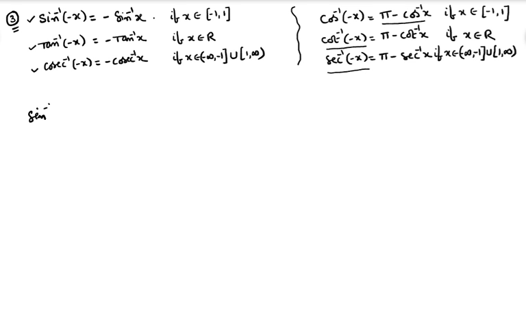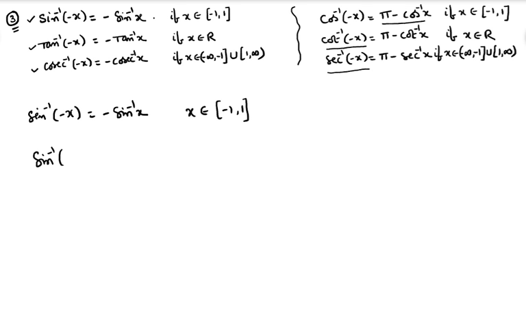I want to prove this particular property: sin inverse of minus x is equal to minus sin inverse x. So we got the information that x belongs to the closed interval minus 1 comma 1.